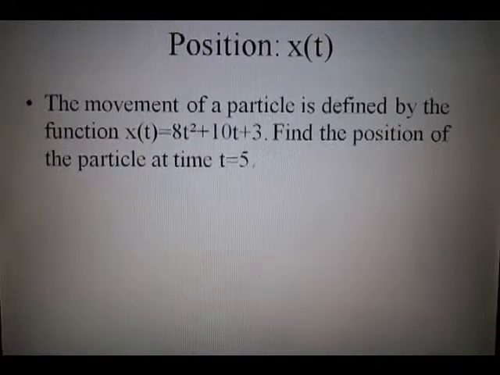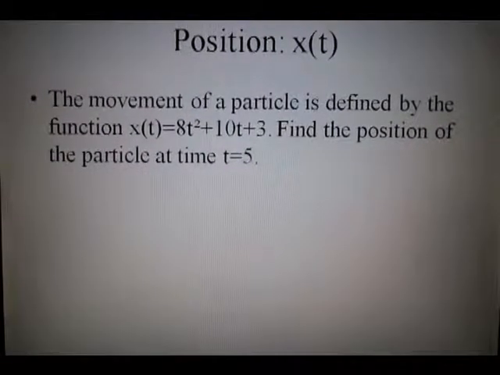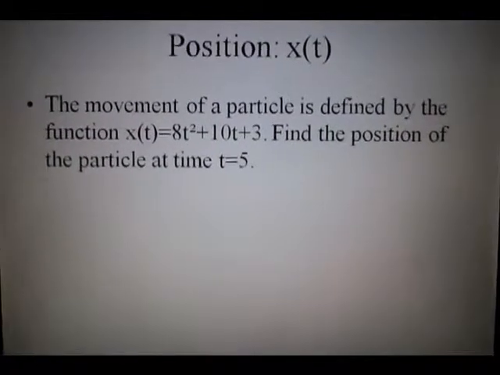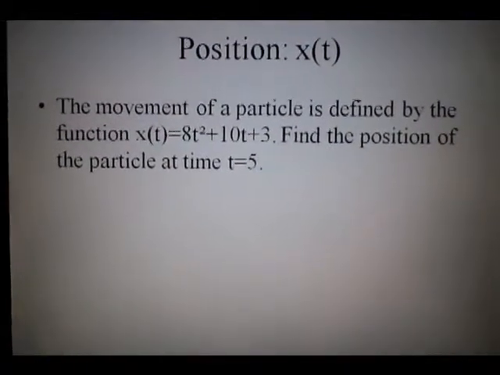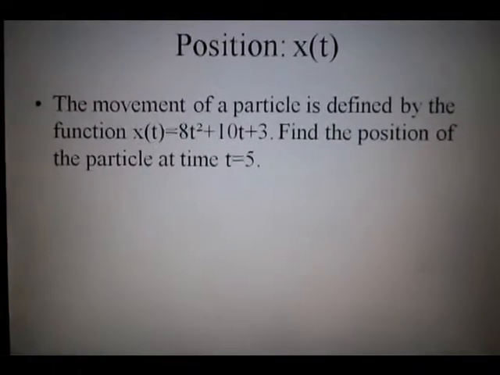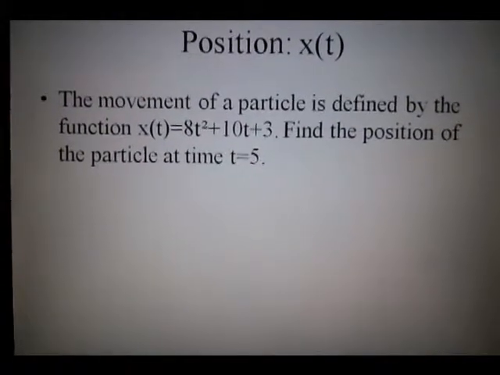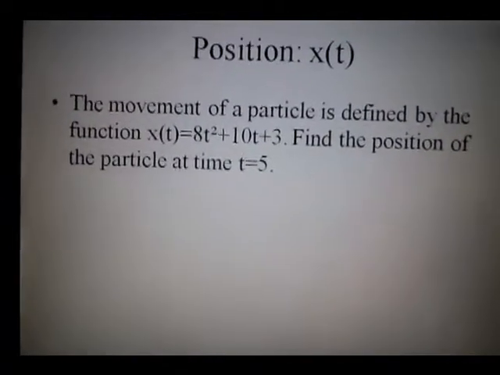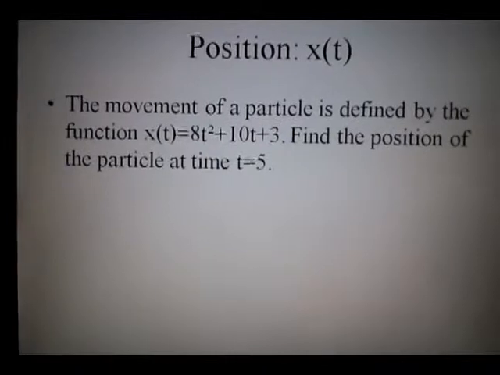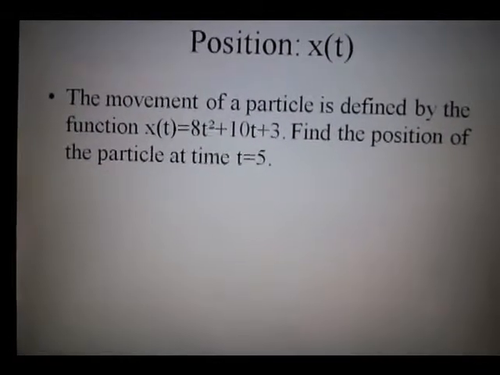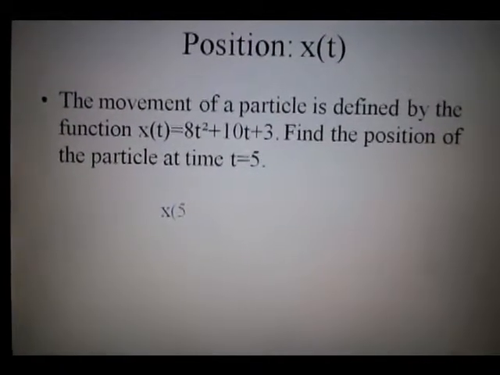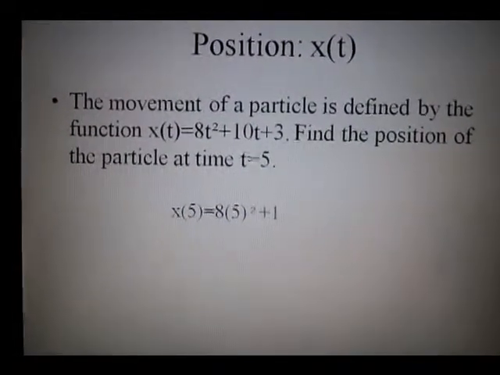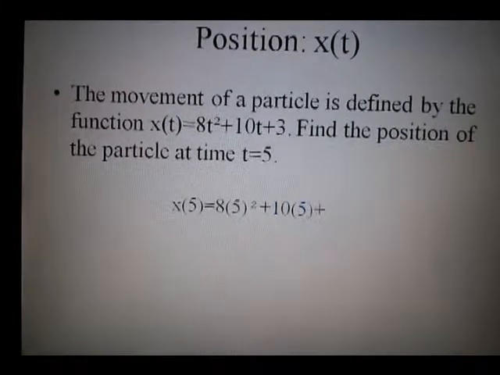We're going to start off with an easy problem on position. The movement of a particle is defined by the function x of t equals 8t squared plus 10t plus 3. Find the position of the particle at time t equals 5. For this problem, you are already given a function that represents the position of the particle. Therefore, all you need to do is simply substitute a 5 for every t in the function. Once you do this, you get x of 5 equals 8 times 5 squared plus 10 times 5 plus 3.